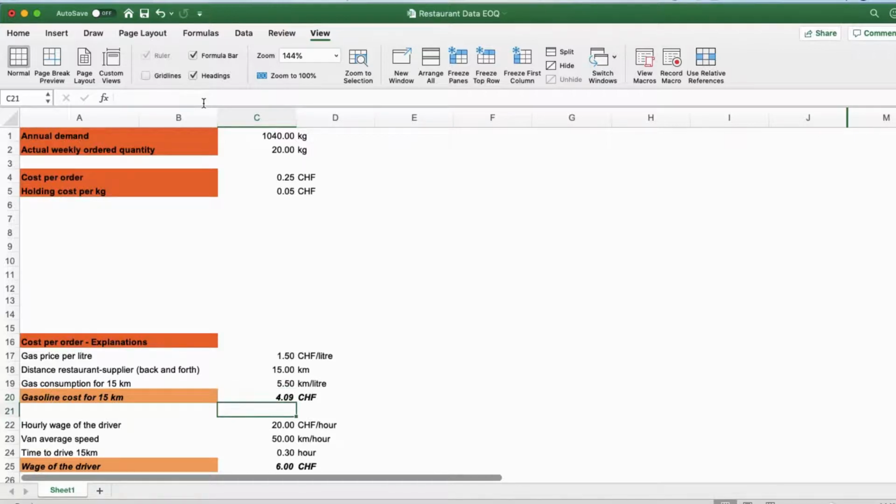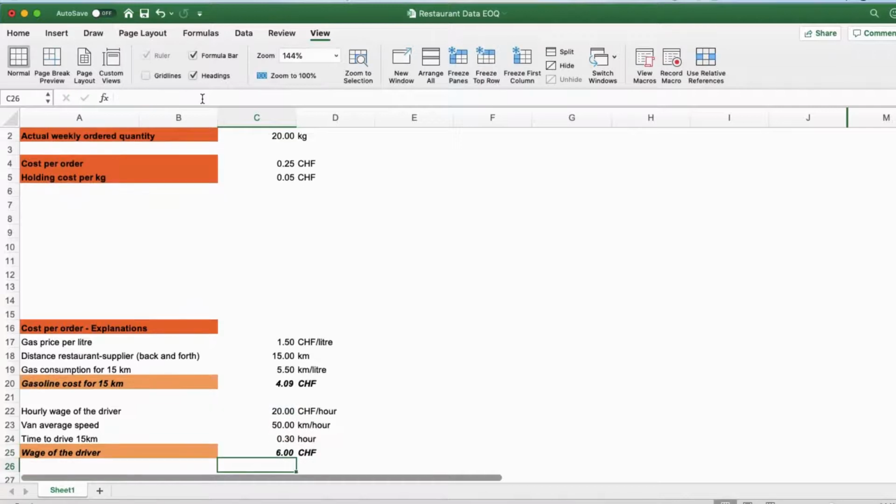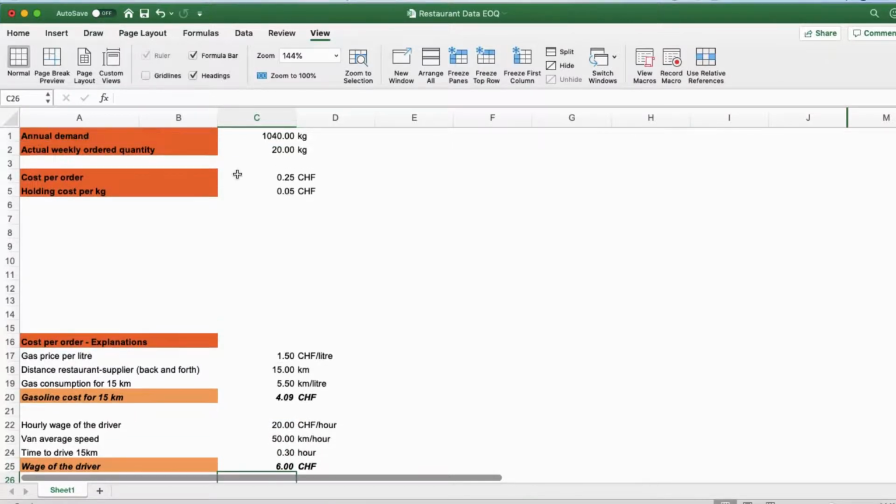Luigi's wage is also part of the cost per order. He earns 20 francs an hour, and the average speed of the van is 50 kilometers per hour. Dividing the distance of 15 kilometers by the average speed of the van, we can conclude that he needs 20 minutes, so 30% of an hour, to go from the restaurant to the supplier and back to the restaurant. His wage for this 20 minutes drive is therefore 6 francs. Thus, the cost per order is 10.09 francs.